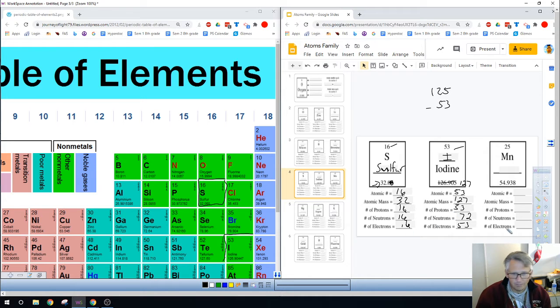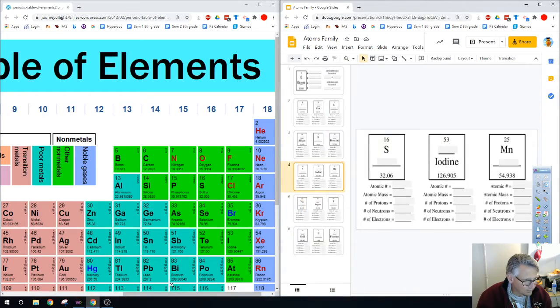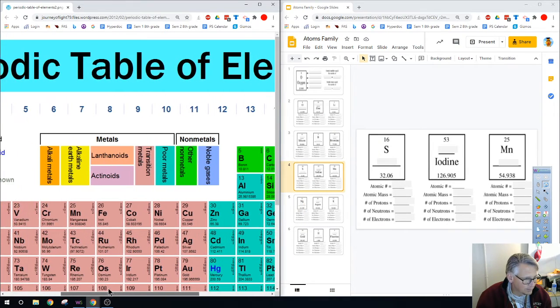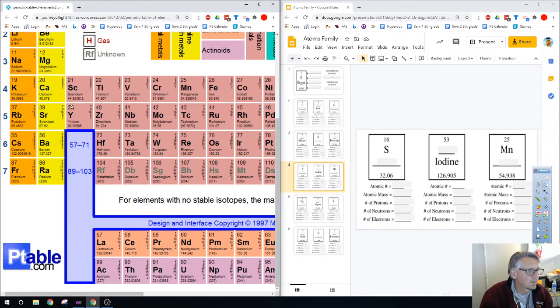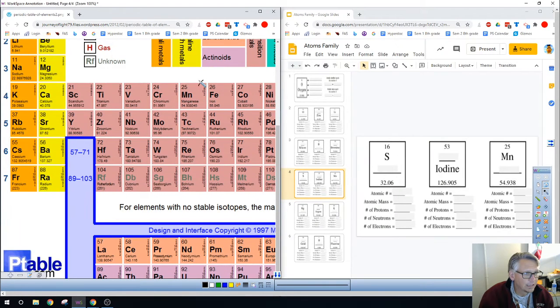Next we have manganese. And in order to find that on the periodic table, oops, there it is. So manganese is right there. 25, the atomic number. Mn is the symbol.